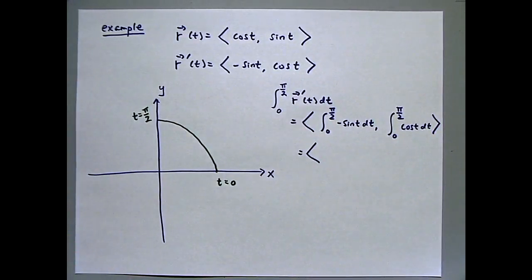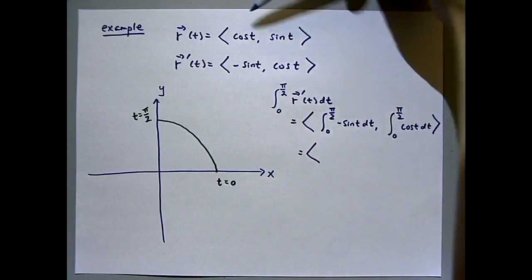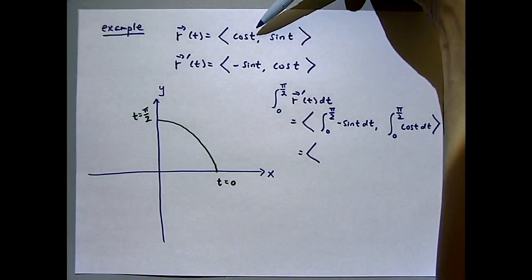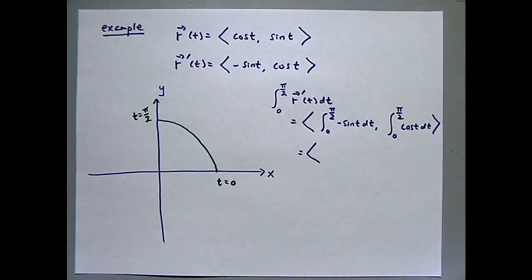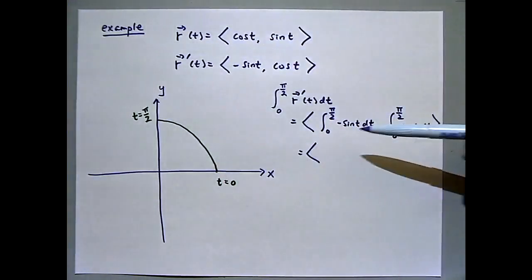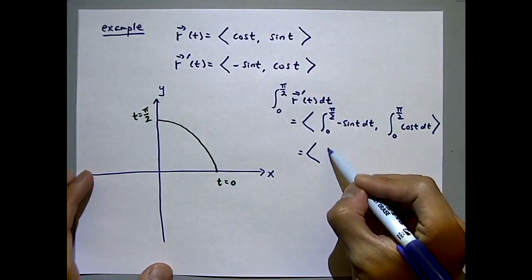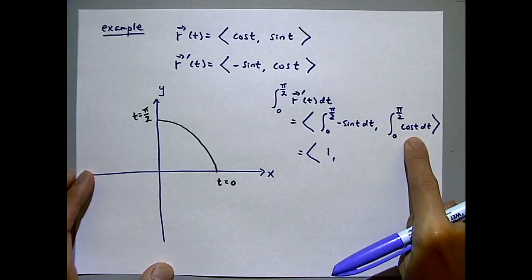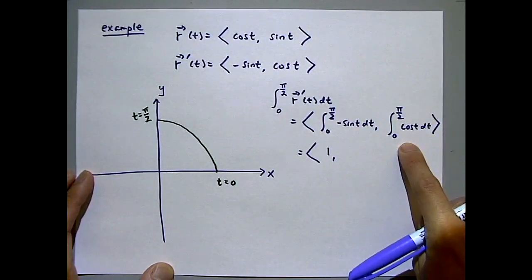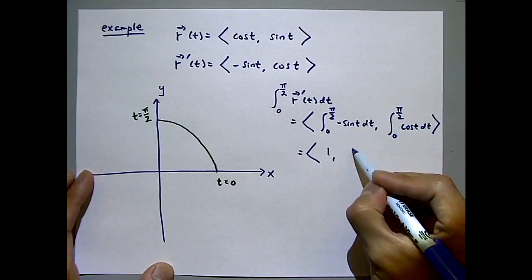And when you do that, you don't get a constant anymore. You just get a number, right? So the integral of minus sine is positive cosine. Cosine of pi over 2 is 0, and minus cosine at 0, that's negative 1, so that's a positive 1. Here we get sine of pi over 2 minus sine of 0, which is a 1 again.